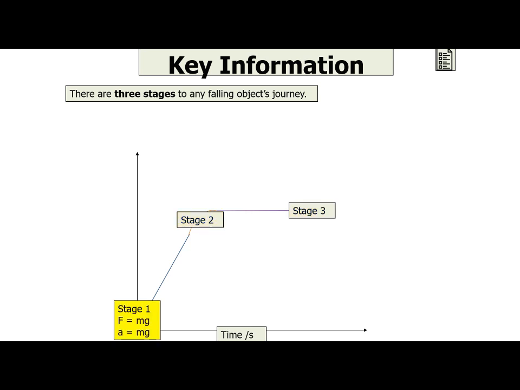So in our first stage, we know that force is equal to mg, so acceleration is going to be equal to g. In our second stage, F is equal to mg minus d, so a is equal to mg minus d over m. And in our third stage, the force is equal to 0 and our acceleration is equal to 0.